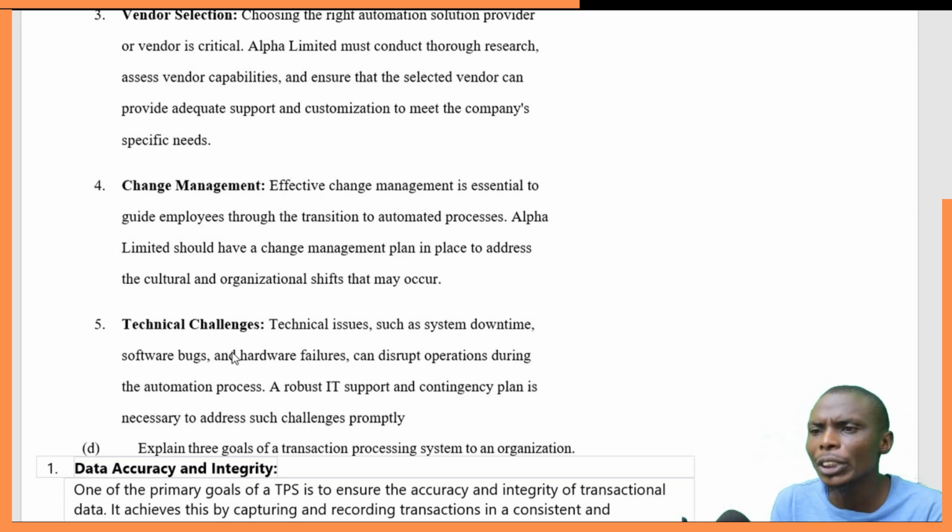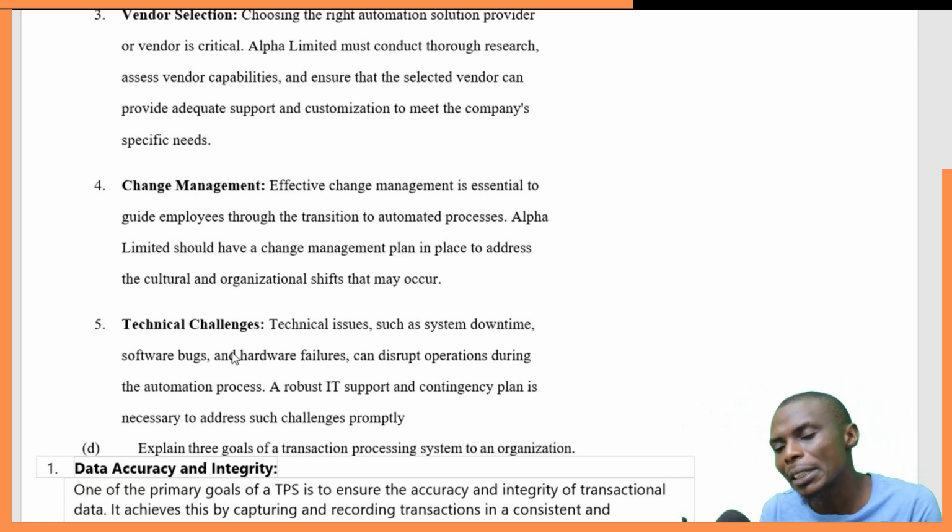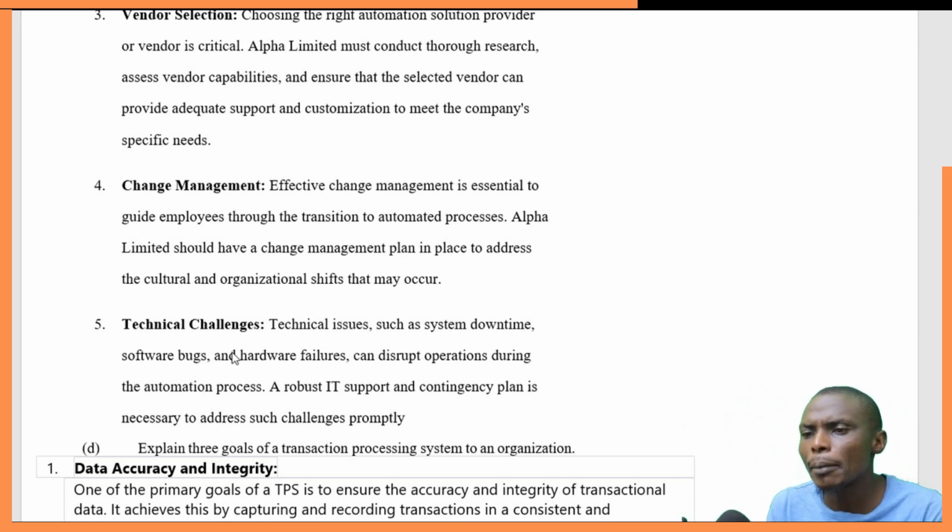Then we have technical challenges. Technical issues can also arise, such as system downtime, software bugs, and even hardware failures that can disrupt the operation during the automation process. So a robust IT support system and contingency plan is necessary to address such challenges that may come up. Remember, these are machines, and these systems can sometimes encounter challenges.